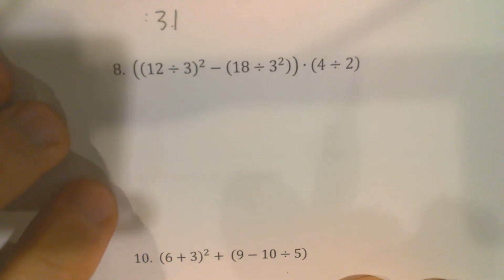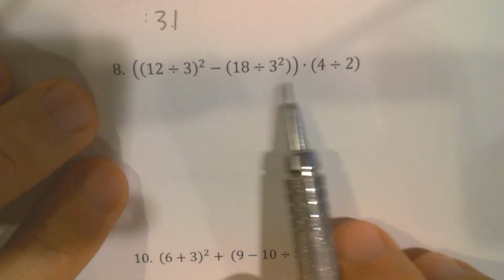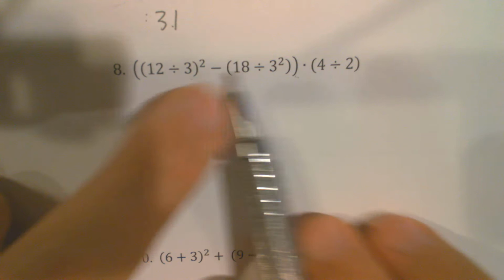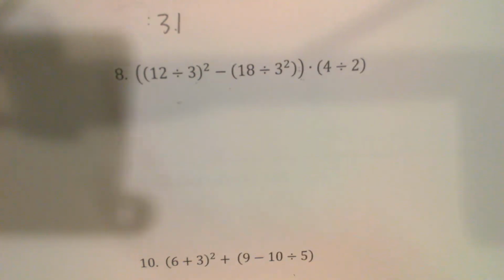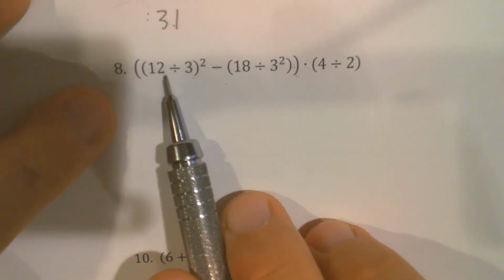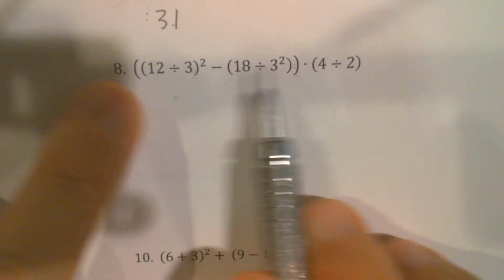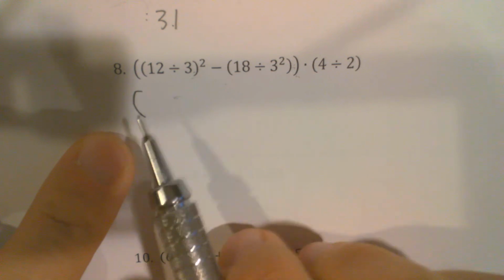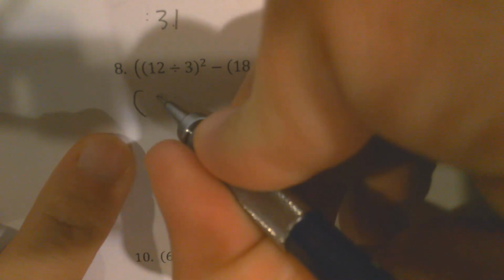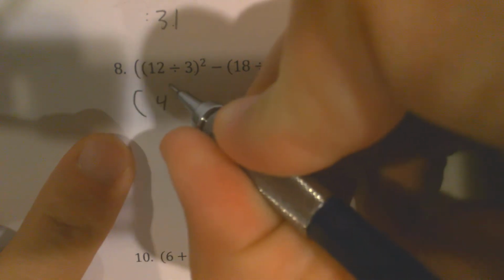Number 8. Again, we have one large set of parentheses, and we have smaller parentheses embedded. Sometimes they call that nested parentheses. No worries, we'll start with the innermost parenthesis and work our way out. That's going to give us 12 divided by 3, which is 4. The exponent carries down, as does everything else.